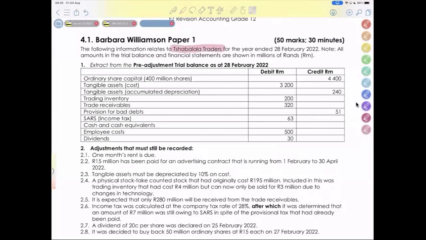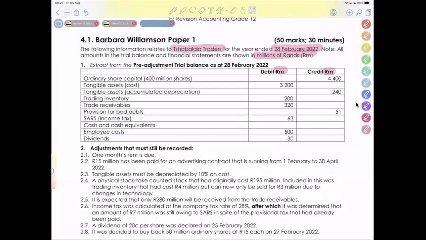The following information relates to Tshabalala Traders for the year ended the 28th of February 2022. Note, all the amounts in the trial balance and financial statements are shown in millions of rands. That's very important to keep in mind. In other words, all of these numbers actually have an extra 6 zeros at the end of them.